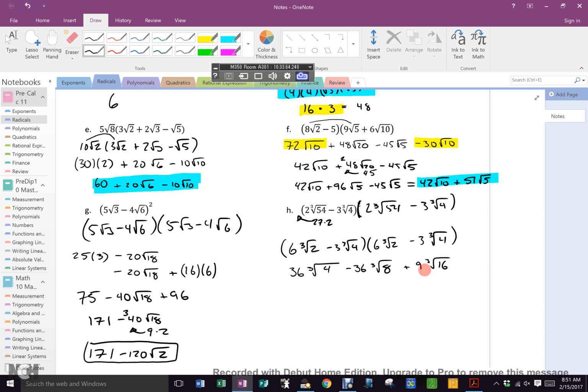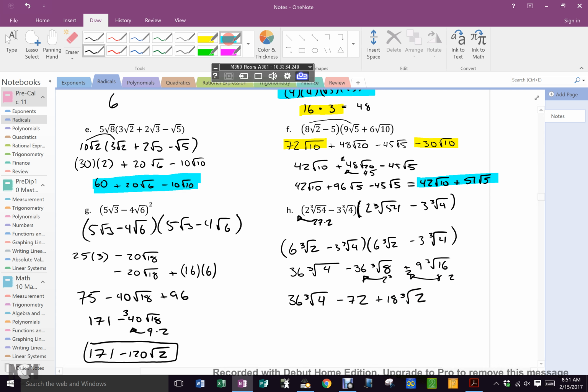Now, are we happy there? Not quite, because there's simplifying to be done, yes? Is there any cube roots coming out of 4? No. So that's staying the same. Does 8 have a cube root? What is it? 2. So what comes out? 2. So what's that become? Negative 72. Does 16 break down? To what? 8 and 2. What's the cube root of 8? So what comes out? 2. So I got plus 18 cube root 2.